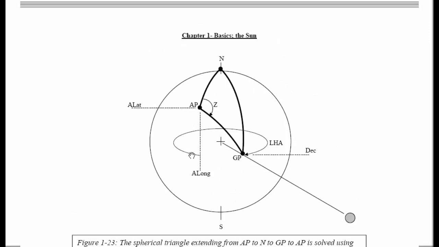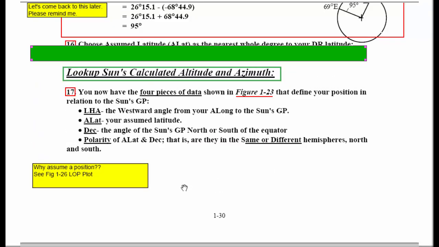And this circle represents a spherical Earth, and the 3 points shown on here are a spherical triangle on the surface of the Earth, bounded by the 3 points, the North Pole, in this case, which is the closest pole, the assumed position, and the ground position. And all of these arcs are parts of great circles which are centered at the center of the Earth.